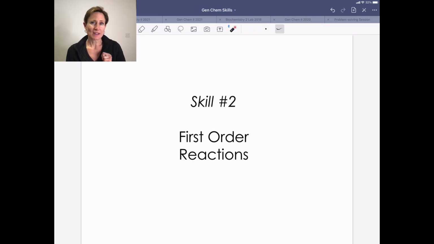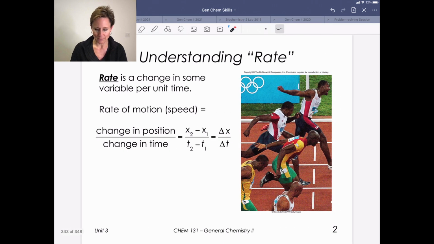So our second skill in our learning unit here on nuclear chemistry deals with reaction rates and what we call first order processes. These first order reactions are what happen with nuclear decay. And this is going to be a great preview and intro into our next learning unit, which is going to be on kinetics.